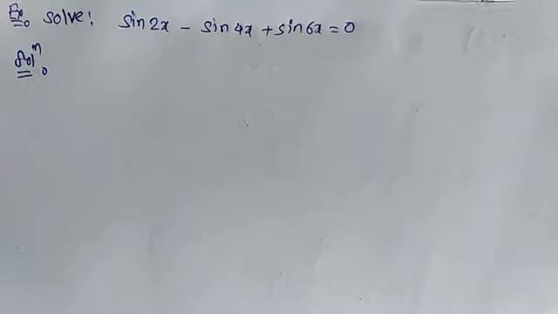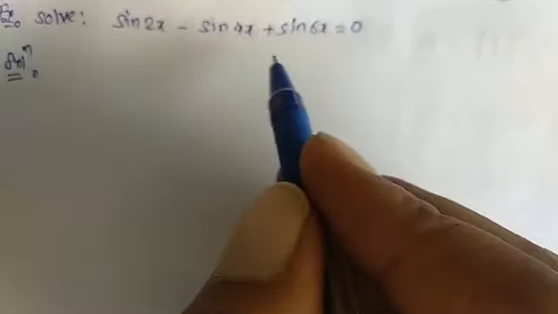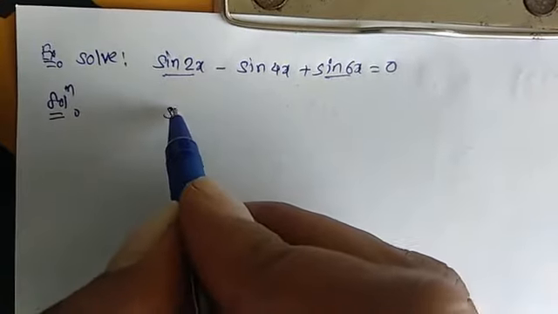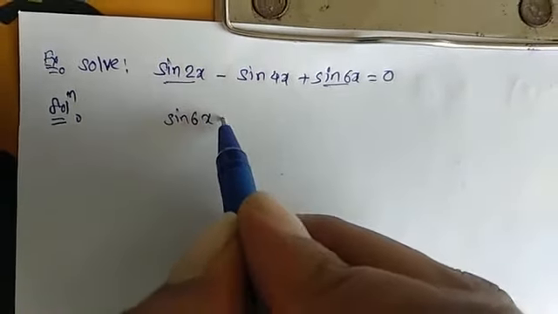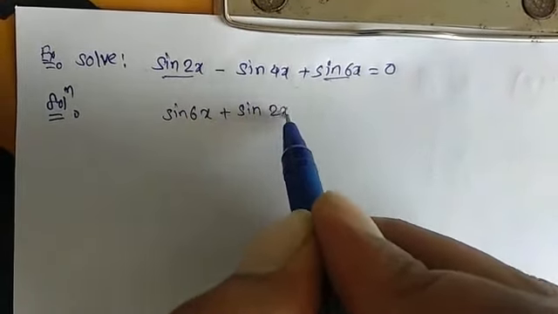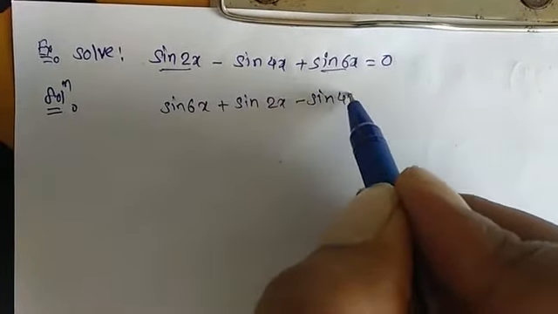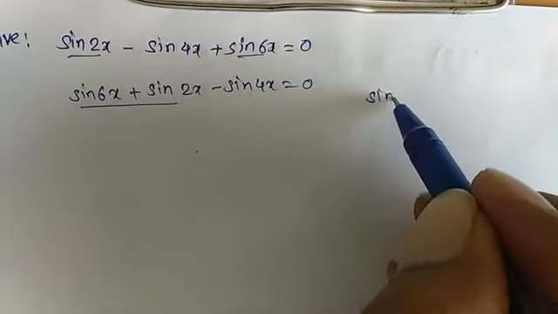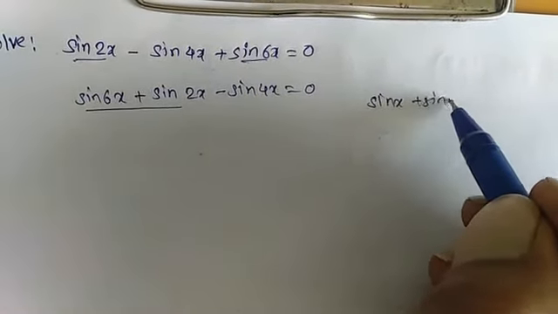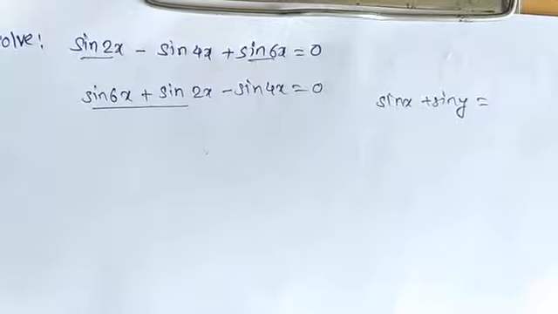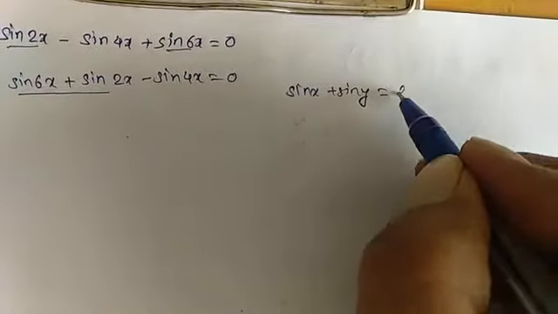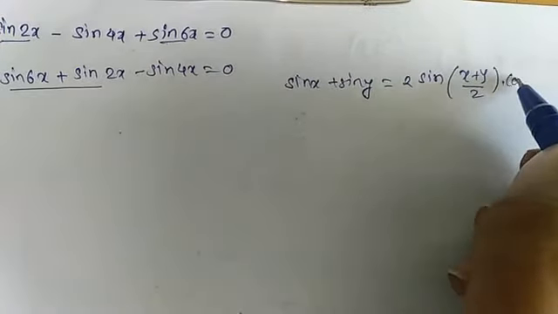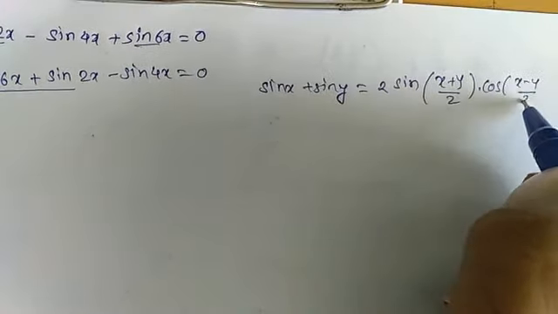Here we write the example by taking the positive terms of sine first. It can be written as sin 6x plus sin 2x minus sin 4x is equal to 0. Now, using the formula sin x plus sin y is equal to twice sin of (x plus y) upon 2 into cos of (x minus y) upon 2.